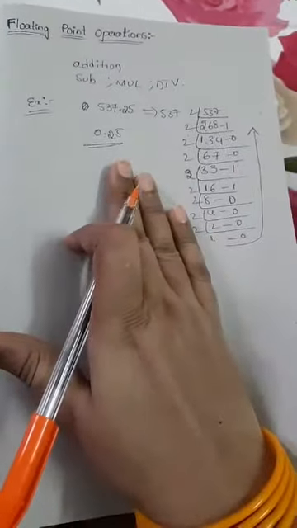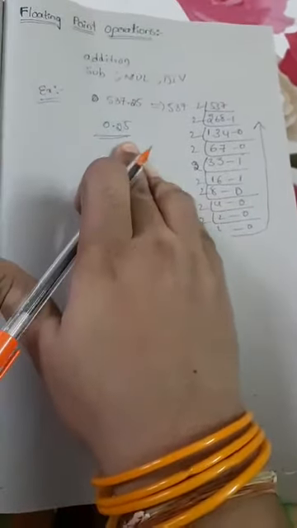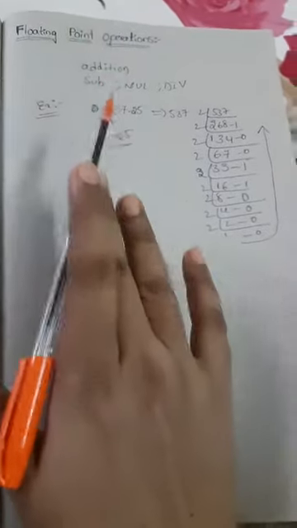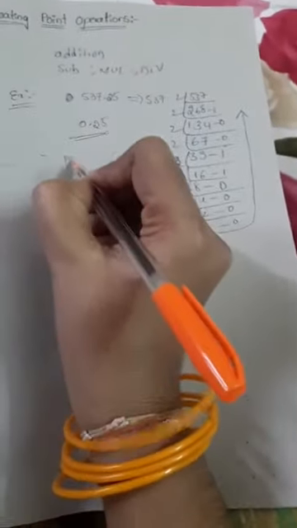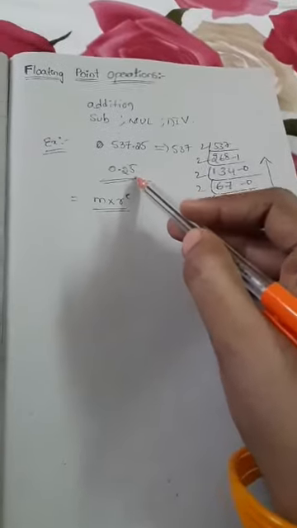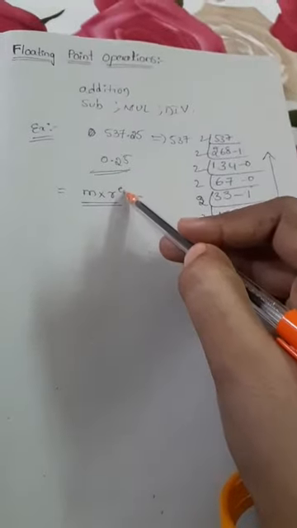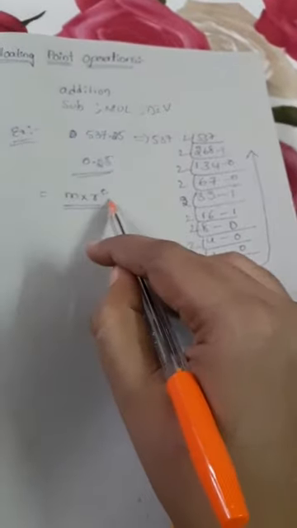How will it be stored in the computer's memory, or how does our computer handle this floating point number? Our computer represents floating point numbers in one format. For this purpose we have one separate format, that is m into r power e. Any floating point number can be represented with the format m into r power e.